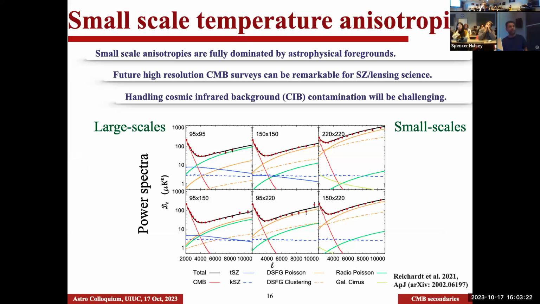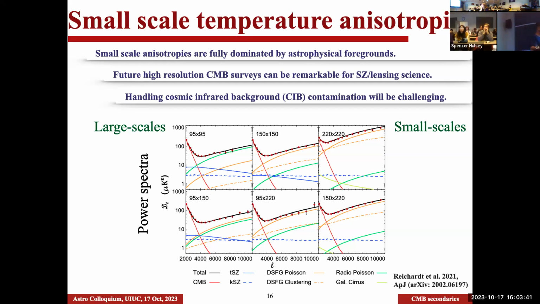If you compute the power spectrum of these maps, this is the power spectrum from SPD. SPD observes in 3 bands: 90 gigahertz, 150 gigahertz, and 220 gigahertz. On the top panel, I'm showing the auto power spectrum of those maps, and on the bottom panel, I'm showing the cross power spectrum between these different bands.